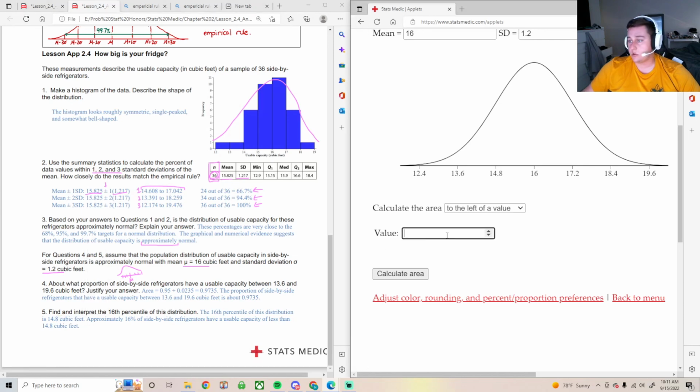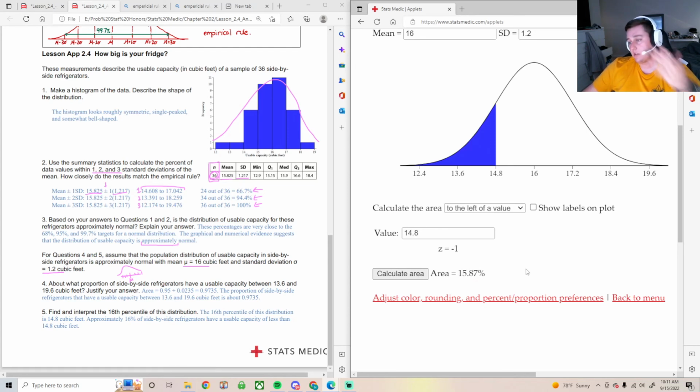And if you like, you can check it. I just changed this over to value to the left of a value, 14.8, and you can click calculate to see how close you are. So like I said, the empirical rule is an approximation. The calculator will give you the correct exact answer.